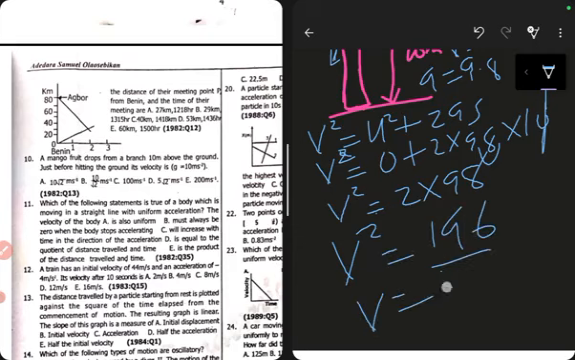Of which, to get v, you take the square root of both sides. So the square root of 196. What should the square root of 196 give us? Let's check. I think that should be 14. Is it 14? 2 times 98, right?